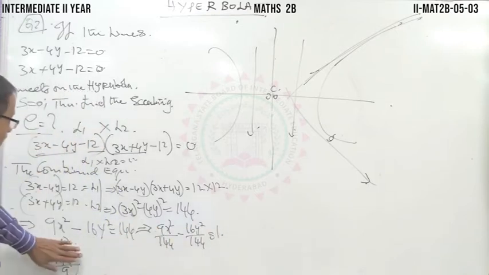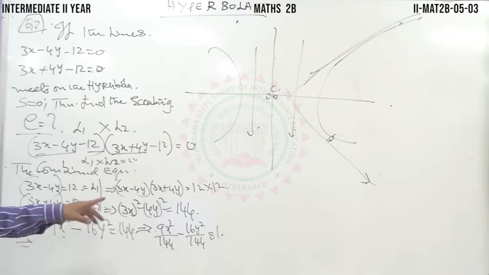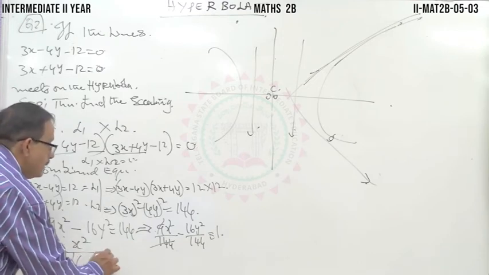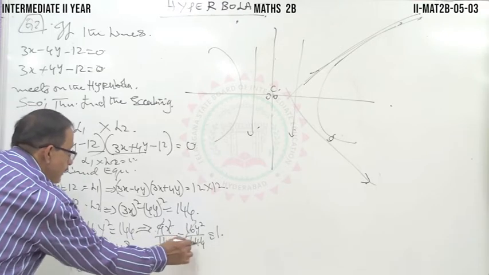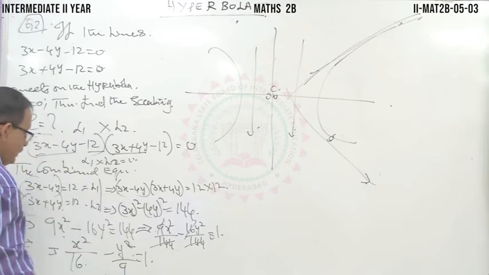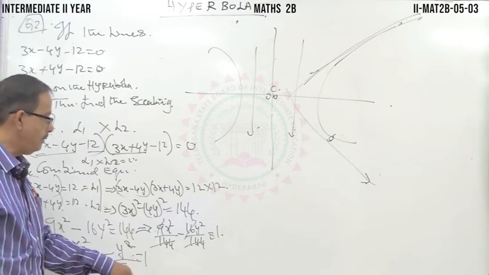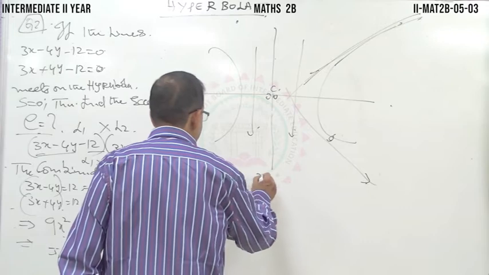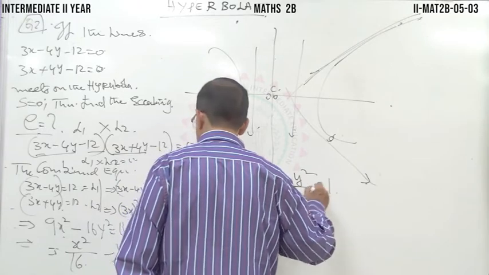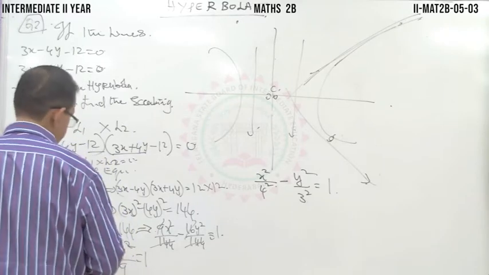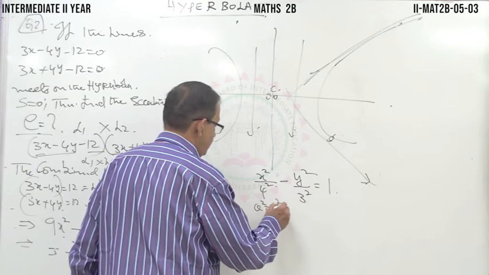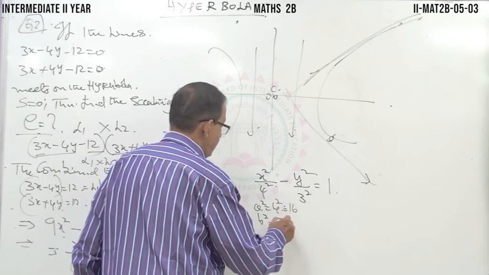Because we are dividing on both sides by 144, 9 goes in 144 16 times, and 16 goes in 144 9 times. So x square by 16 minus y square by 9 is equal to 1. This enables us to understand that a square is 4 square and b square is 3 square. We know the equation of the hyperbola now. So a square is 16 and b square is 9.